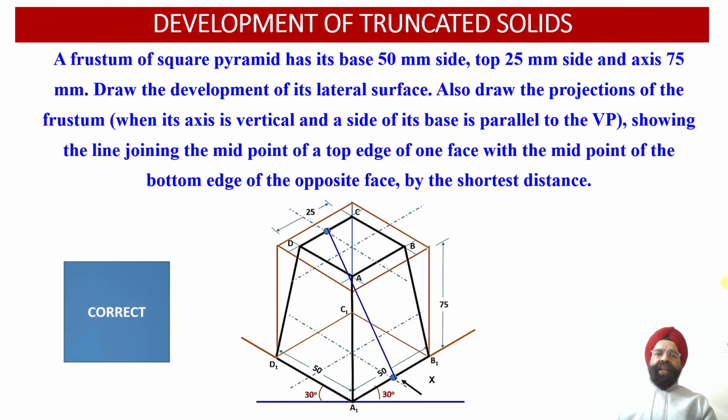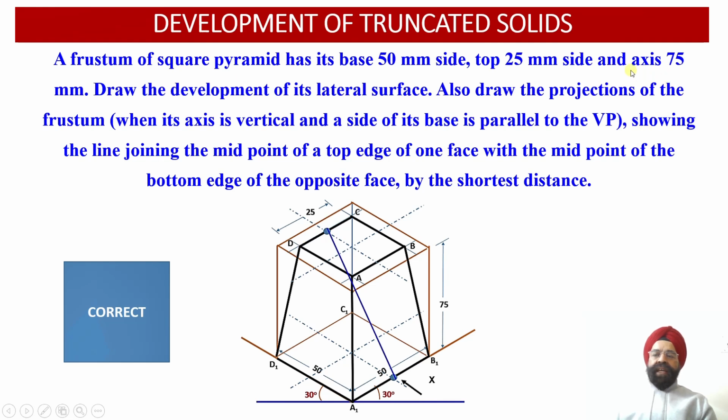Now here we have been provided with a frustum of a square pyramid which has the edge of its base as 50 mm side. The base has been marked as A1, B1, C1 and D1. The top face of this frustum happens to be a square with edge length equal to 25 mm. On the top surface, we have the points A, B, C, D, and the edge length of the square top face is 25 mm.